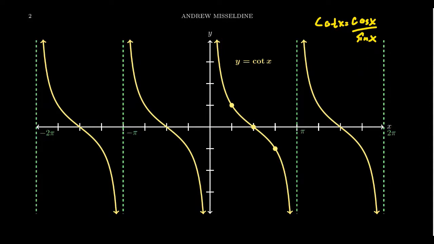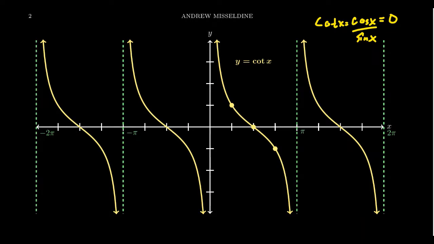Also, where are the zeros? Where are the x-intercepts of cotangent? That happens when cosine is equal to zero, which we saw earlier happens at pi halves, 3 pi halves, 5 pi halves, negative pi halves, negative 3 pi halves, like that. So the locations of the vertical asymptotes of tangent are exactly where the x-intercepts of cotangent are. Again, this is a consequence of the two functions being reciprocals of each other.